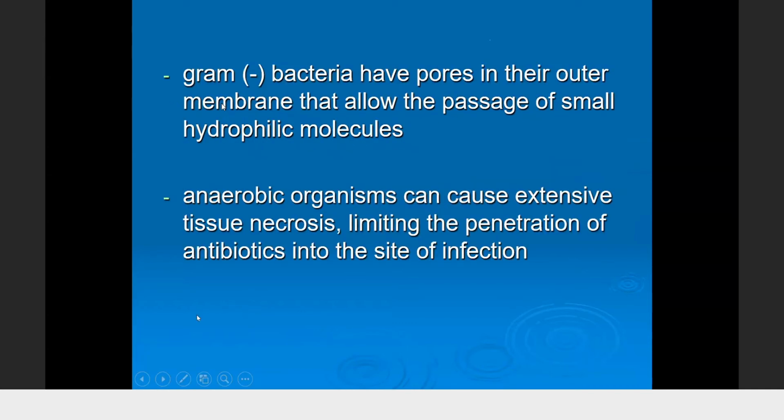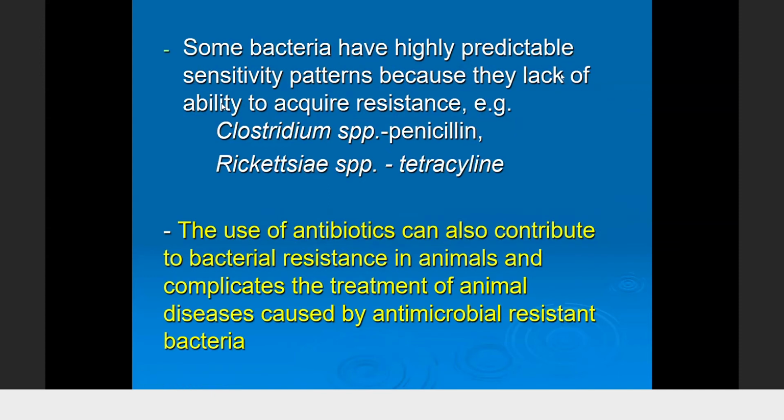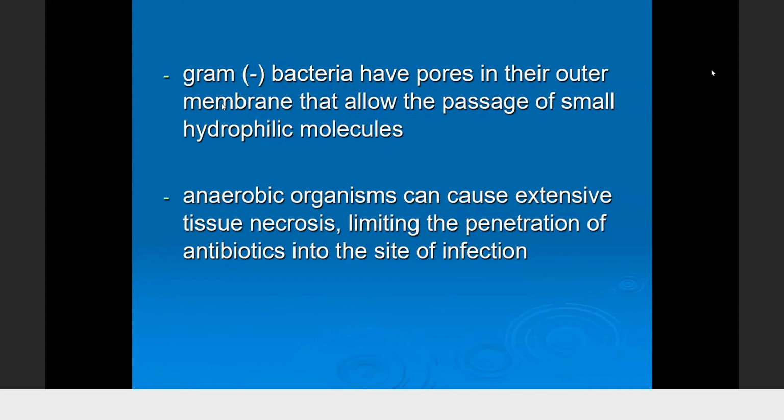Whereas the gram-negative bacteria have pores in their outer membrane, which will allow the passage of small hydrophilic molecules. The anaerobic organisms, gram-positive anaerobes and gram-negative anaerobes, cause extensive tissue necrosis, limiting the penetration of antibiotics to the site of action.